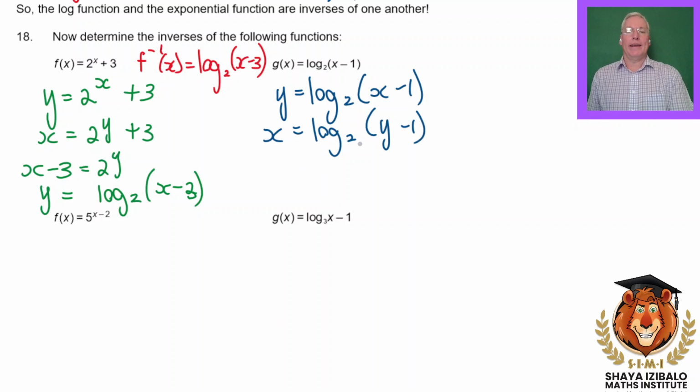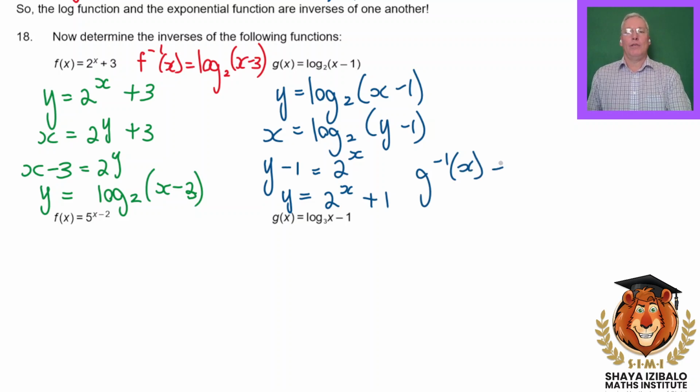Now, we're going to take it out of log form into exponent form. So y minus 1 will actually equal 2 to the x. And then obviously, if we add 1 to both sides, y will equal 2 to the x plus 1. Okay, and so g inverse of x is 2 to the x plus 1.